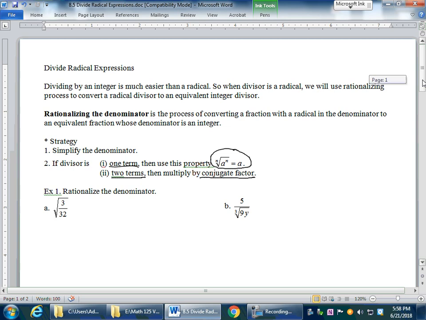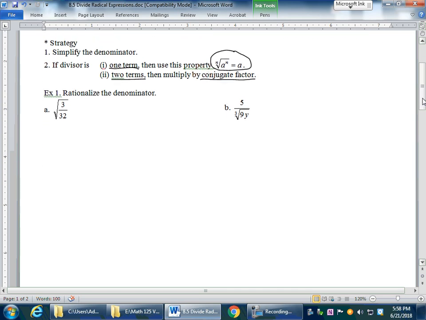So let's take a look at the first type of problem. This is a division. Now we're going to simplify the denominator first. Using the quotient property, this gives me square root of 3 over square root of 32. Now simplifying the denominator, 32 has a perfect square number, which is 16, times 2. 16 is a perfect square, so when I simplify, it will be square root of 3 over square root of 16 is 4, and I'm left with square root of 2.